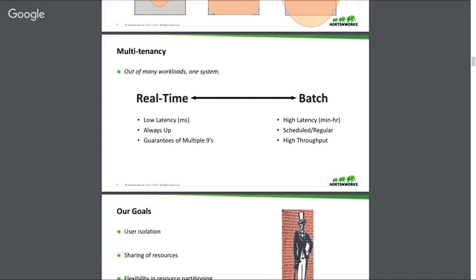The opposite side of the spectrum is where you're dealing with batch workloads, where you don't care about this millisecond type of thing. We're dealing more in minutes to hours to multiple hours. They tend to be much more scheduled, so you can defer them if you need to. You don't have to run them at a specific time. And we're sacrificing this latency to say, hey, I want to push that much more data through.